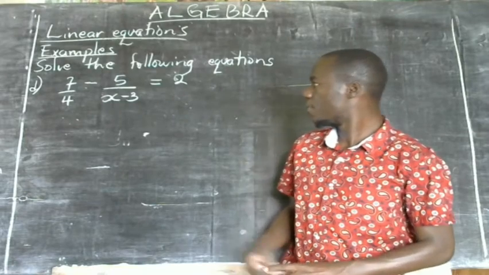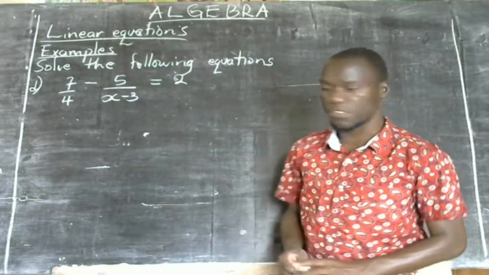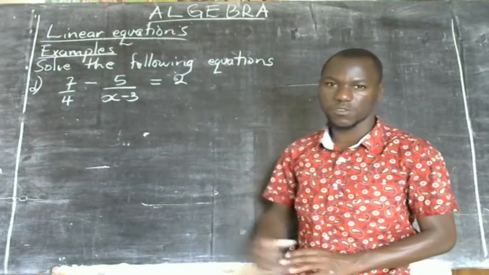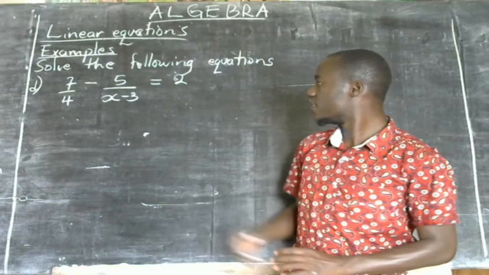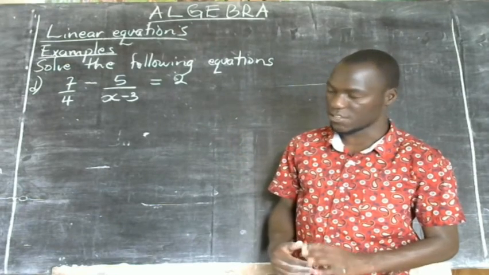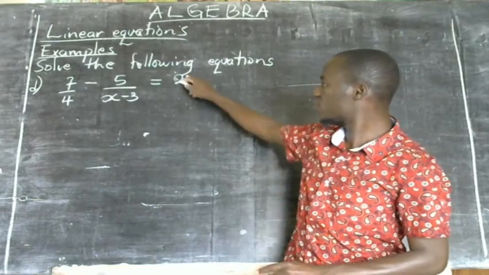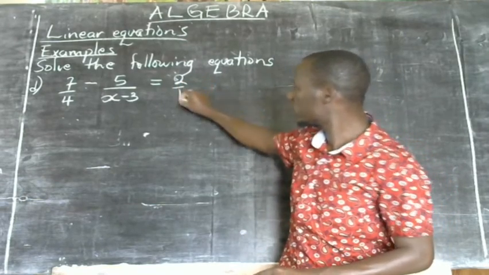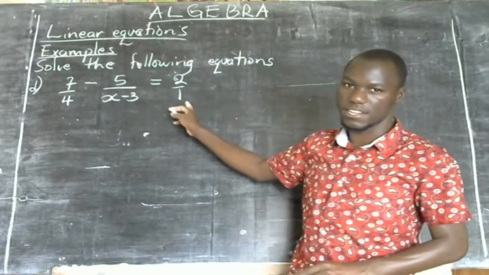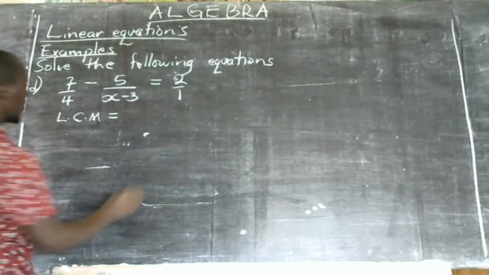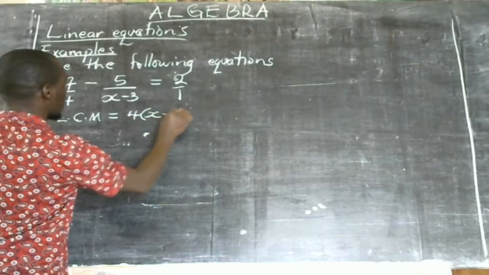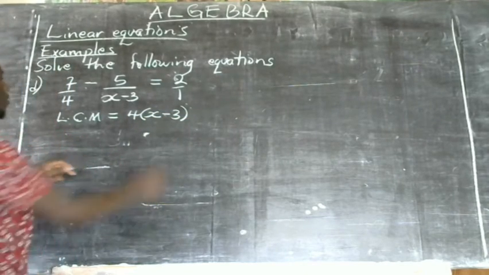Part D, we are still solving for the unknown. We still also have a fractional equation there. We need to get the LCM of all the denominators in the equation. This 2 here is all over 1. So the LCM of 4, x minus 3, and then a 1. The LCM there is 4 into x minus 3. I'm going to get this one.